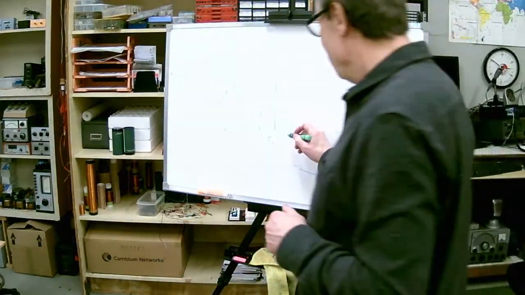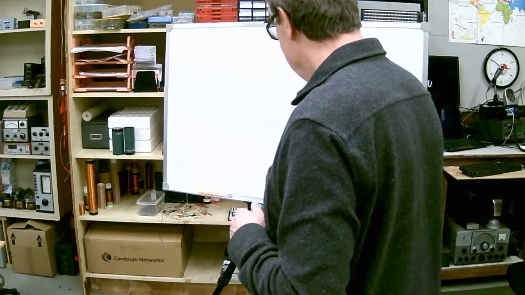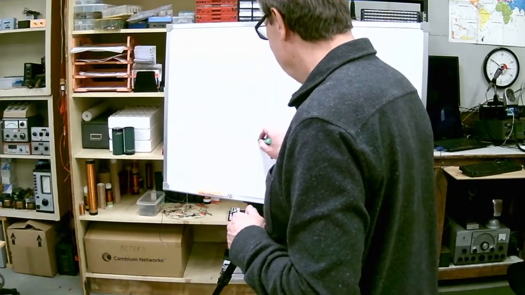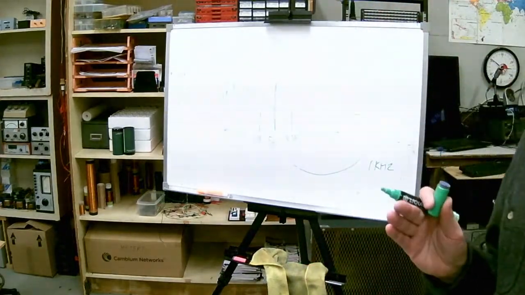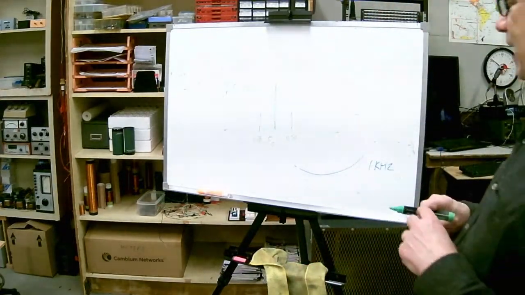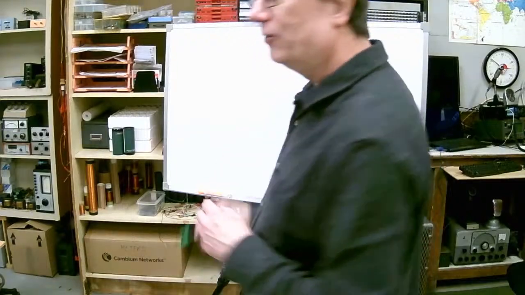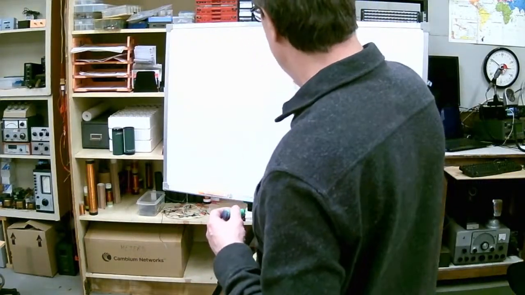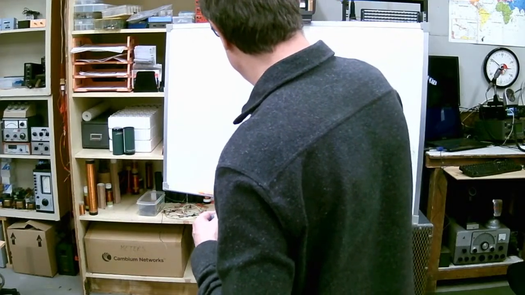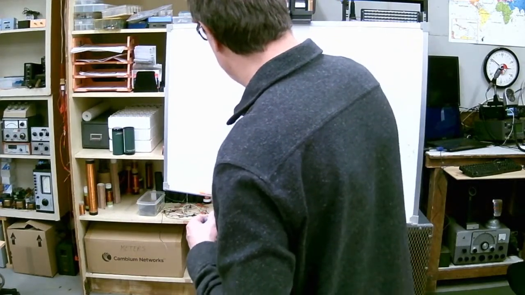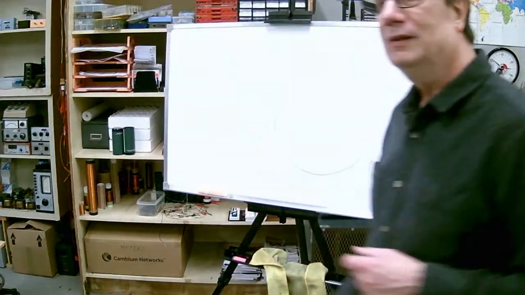One's called your upper sideband, and this is your lower sideband. And they're equal but opposite. It's perfectly symmetrical. And these are separated by whatever your modulating frequency is. So if we put 1,000 hertz audio in here, this is going to be your F0 plus 1,000 and F0 minus 1,000.